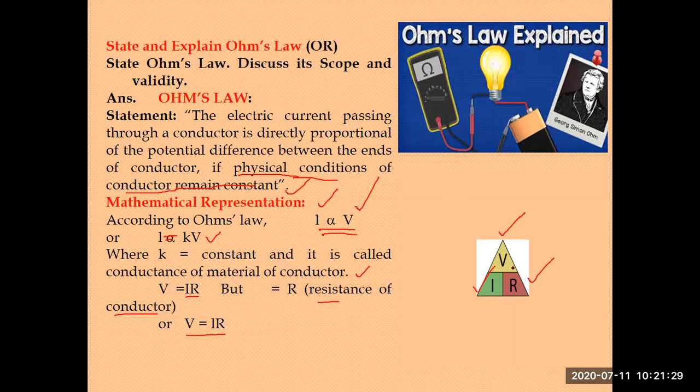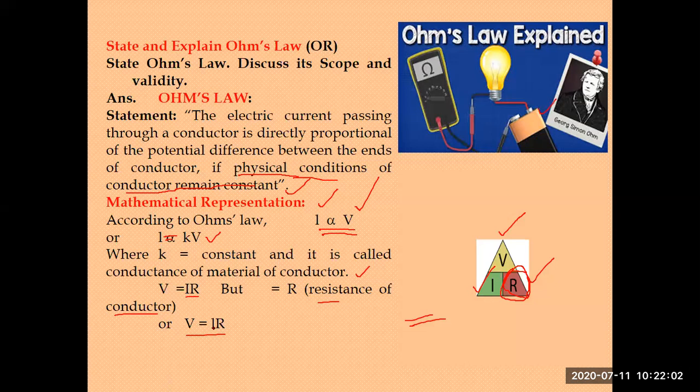If you keep the resistance of a conductor constant, meaning you are not increasing or decreasing the temperature and you are not changing the physical state of the conductor, then the more potential you apply, the more current will pass through the conductor. So this is the basic statement of Ohm's law. The more potential you apply, the more current you will get across the ends of a conductor.